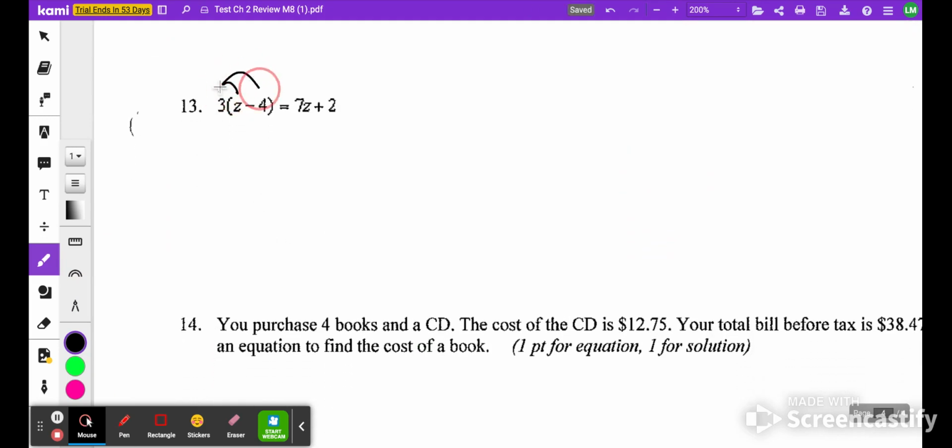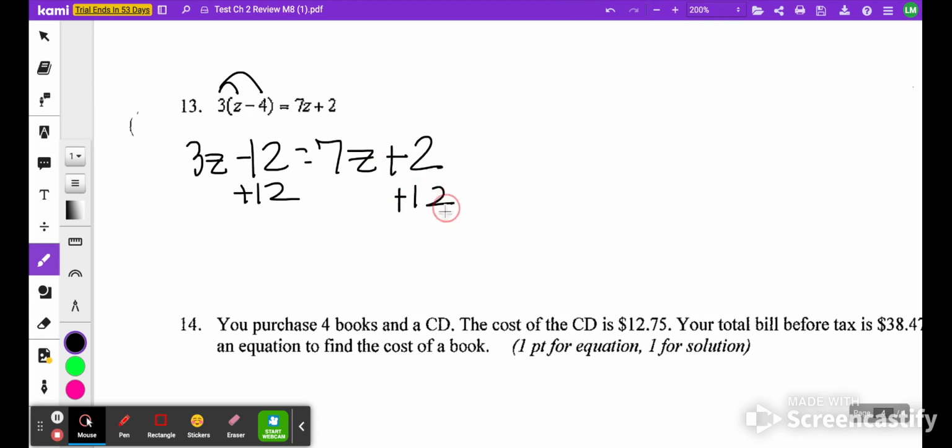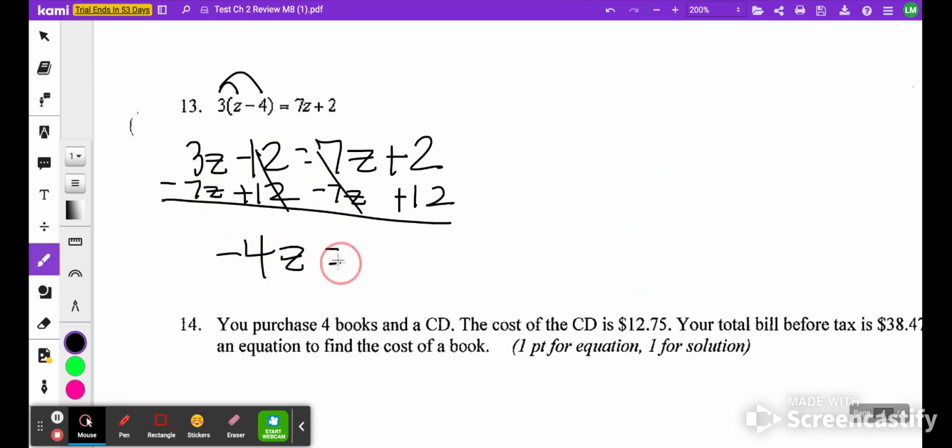Again, distributing first. 3Z minus 12 equals 7Z plus 2. I'm going to pull my 12 over here with my 2, and I'm going to do double trouble here. I'm going to subtract my 7Z to be with the 3Z. Okay, so I get negative 4Z is equal to 12 plus 2 is 14, and then dividing both sides by negative 4. 14 divided by 4 is negative 3.5.